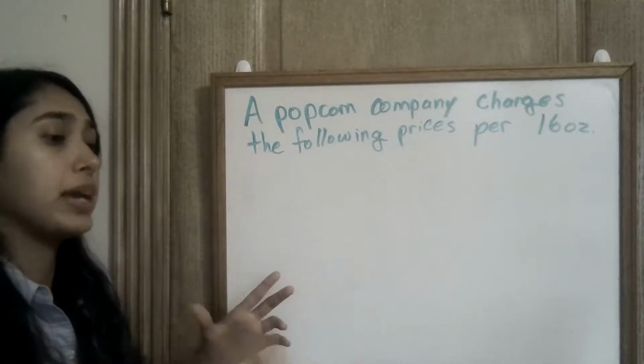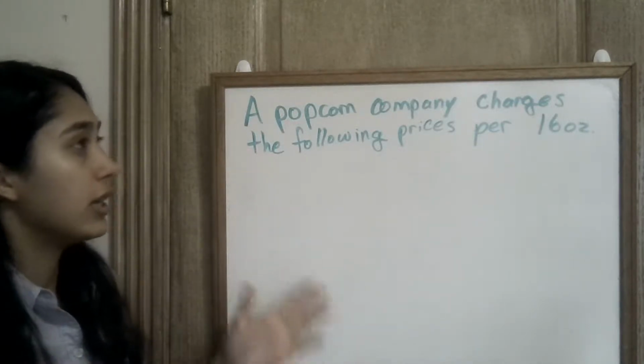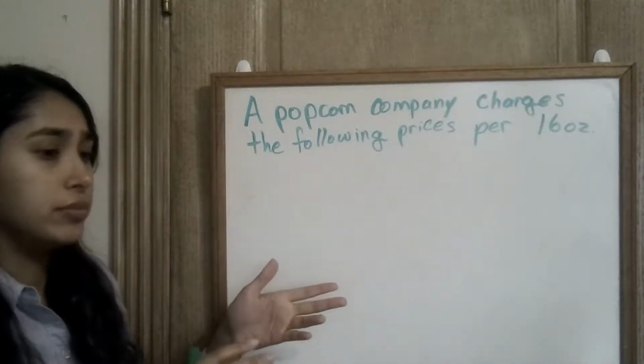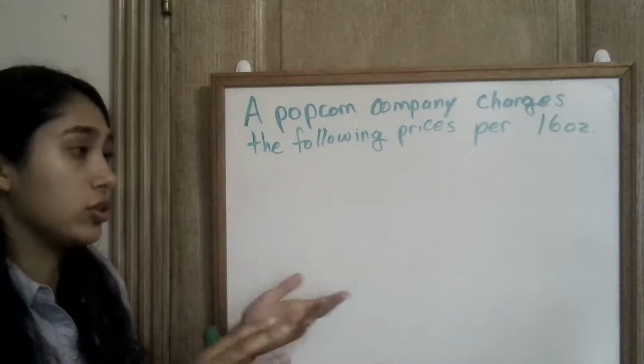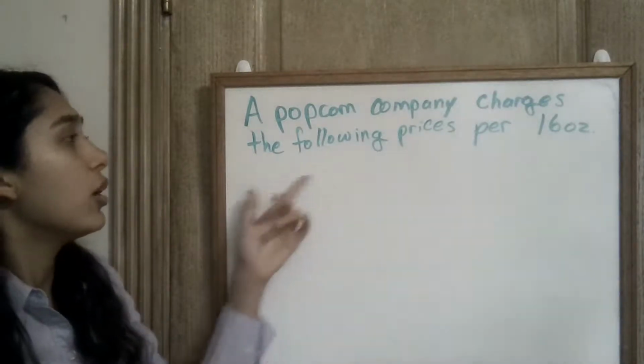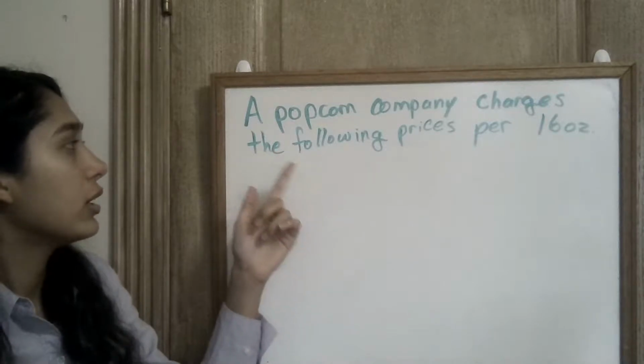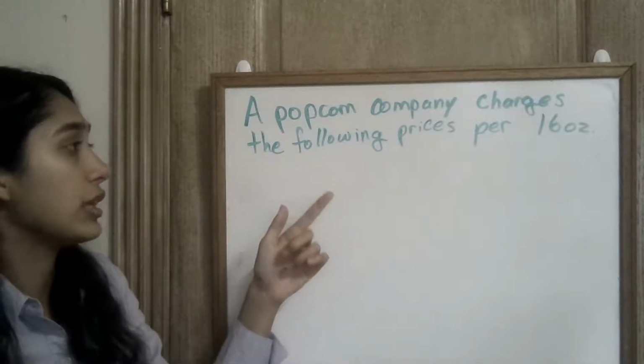You can pick how much you want, and then you'll have a different price, and the weight, kind of like when you buy certain groceries by weight. This problem is going to be very similar. So right here we have a popcorn company that charges the following prices per 16 ounces.